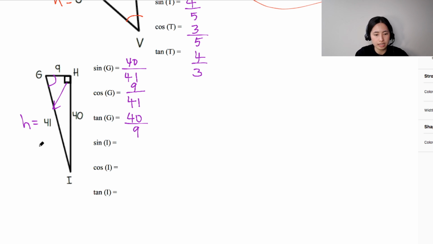For sine i, let's see, it's going to be over here. So this is where angle i is. We're looking at the opposite side, which is 9. Your hypotenuse is 41, because again, the hypotenuse never changes because you're still looking at the same triangle. And if you're looking at cosine i, that would be 40, so that's adjacent, 40 over hypotenuse, which is 41. Tangent i would be opposite, which is 9, adjacent is 40, because it's opposite over adjacent.